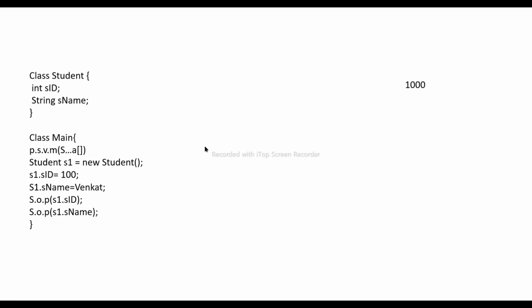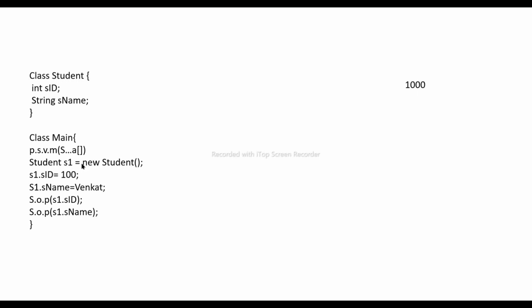Here I have taken a simple Java program which has a student class, and the student class contains student ID, SID, and student name. The student ID is of type integer and the student name is of type string. Now I created a main class which has the main method, and I have created an object of this student class.